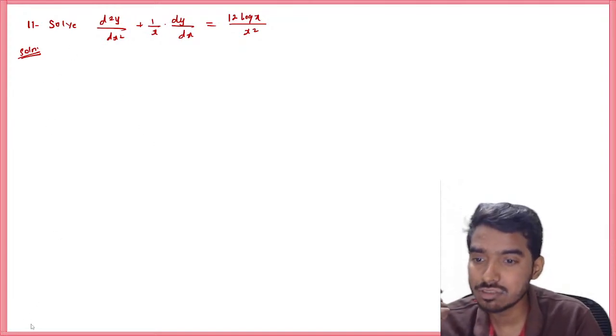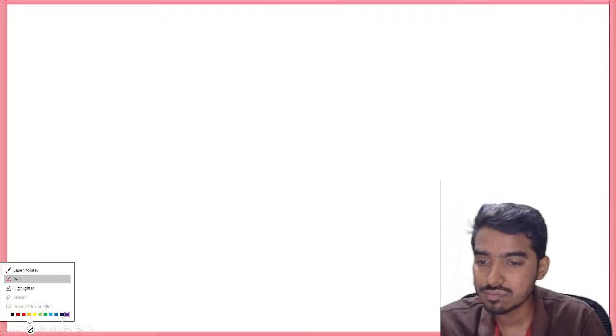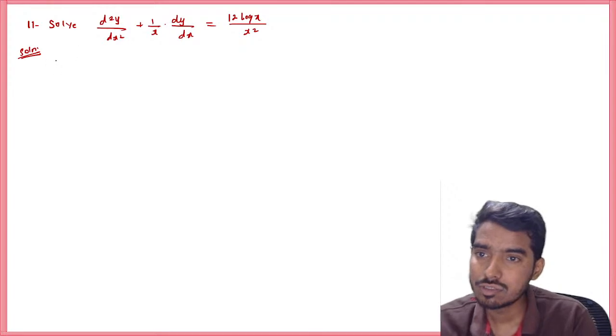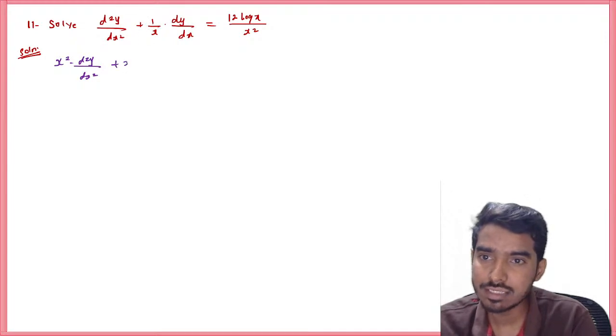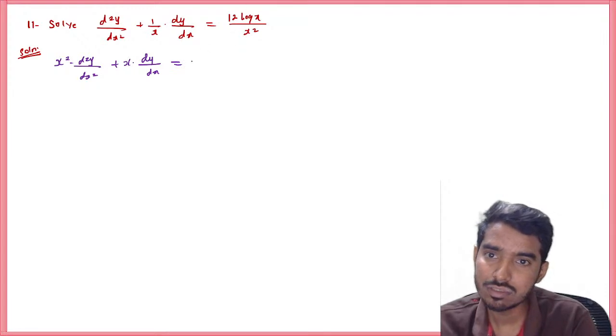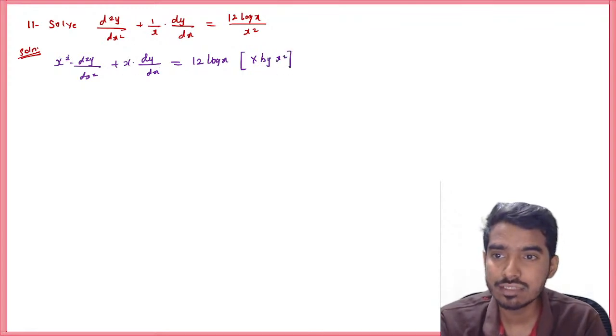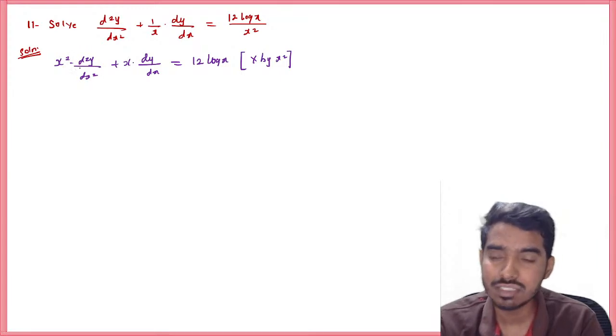So multiply by x square. So we will have x square d square y by dx square. Multiply by x square, 1 by x will get cancelled. So x into dy by dx. And multiply by x square, the denominator will get cancelled. So we will have 12 log x, right? What I did, I have multiplied by x square. Now you can see the Cauchy Euler, right? X square d square by dx square. This order and this power has to be the same.